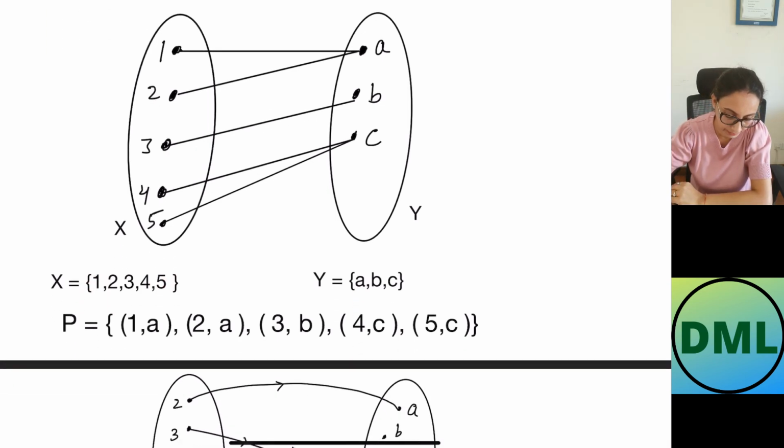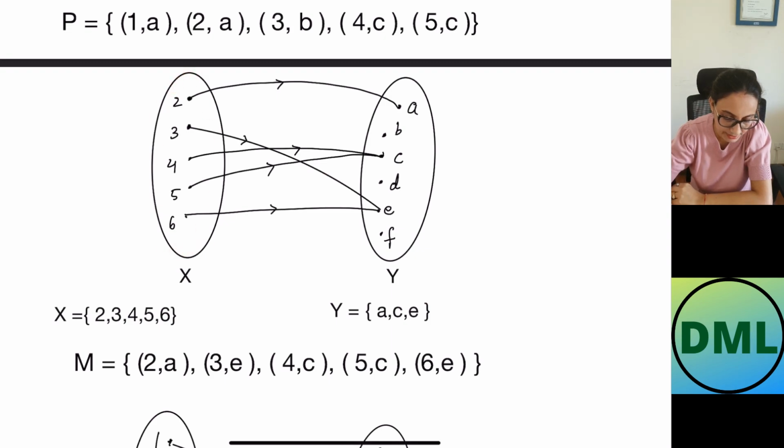Let's see one more mapping. This is your set x, this is your set y. 2 maps to a, 3 maps to e, 6 maps to e, 4 maps to c, 5 maps to c. We will write down the number of elements in x are 2, 3, 4, 5 and 6. The number of elements in y, there are so many elements in y, but I can't write it down. I should write down the values which are mapped with the domain only. So I will write down a, c and e only. A, c and e will be the elements in the set y.